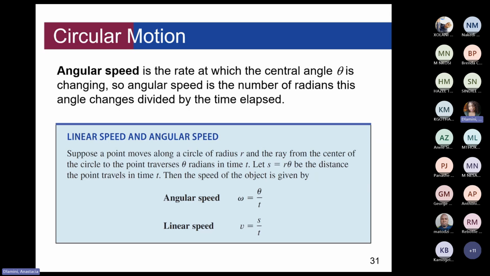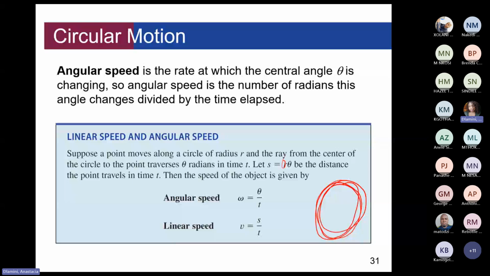Let s equal r theta be the distance the point travels in t, of course. Then the speed, remember, we are moving along the circle. I like the unit circle, because here we don't know what r is. You're moving on a circle like this and you don't know what r is. So s equals r theta is the distance the point travels in time t, then the speed of the object is given by this.